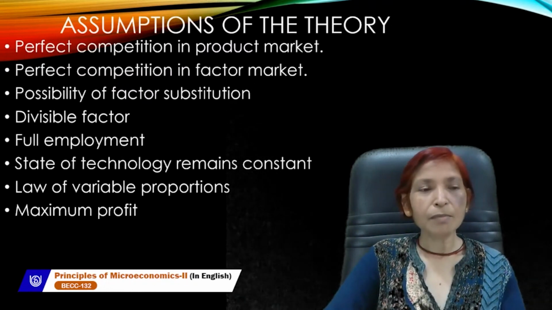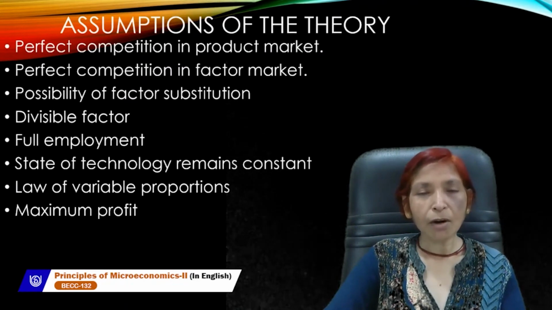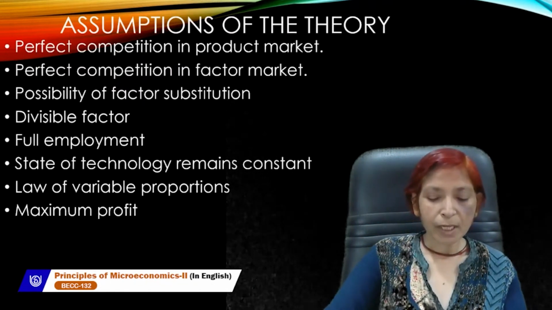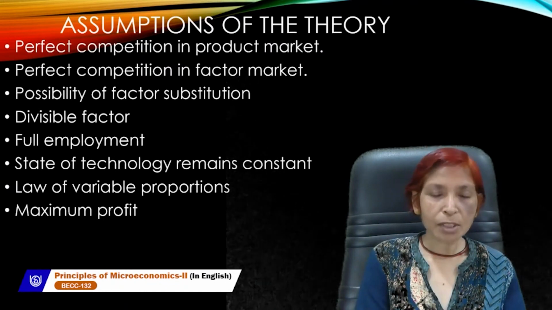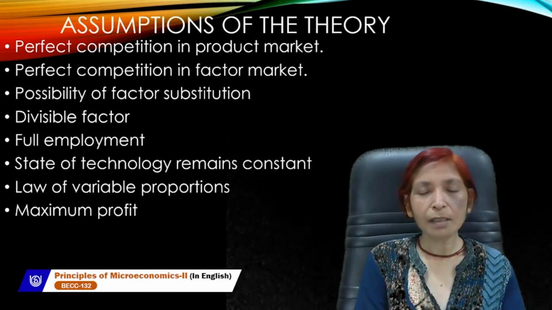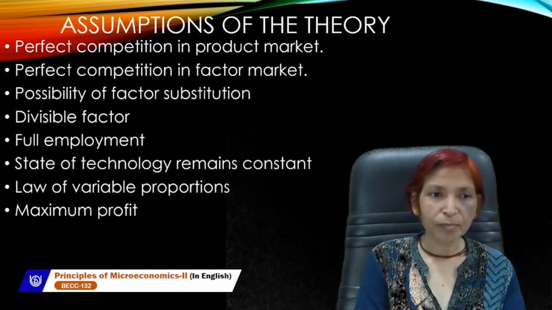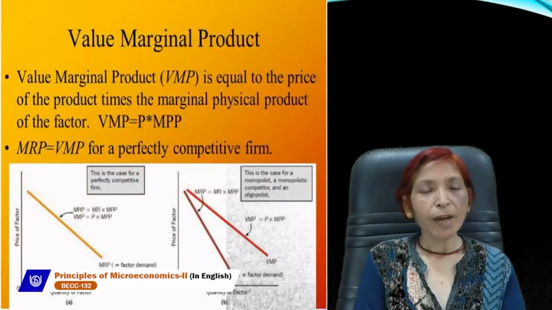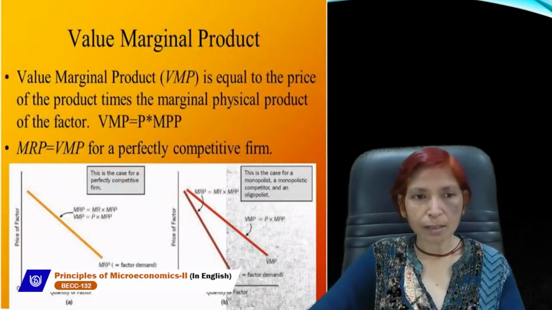So these are the assumptions of the marginal productivity theory of distribution, which was presented by J.B. Clark. We make these assumptions because without them, this theory will not be applicable in the economy. Next is value of marginal product.